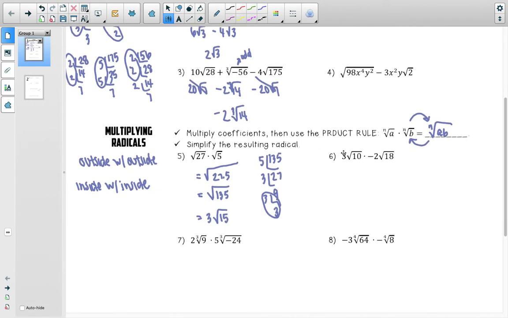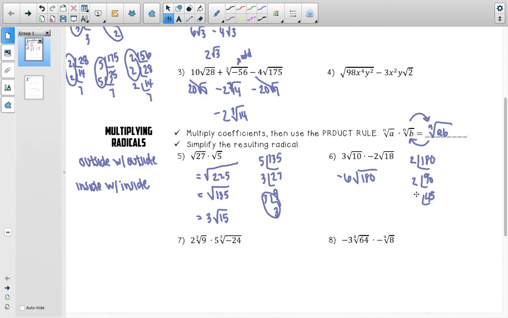So moving on to number 6. Remember how I said inside with inside, outside with outside. So outside with outside, so 3 times negative 2, sorry, is negative 6, and square root of 10 and the square root of 18 is 180. And then from there, we just simplify. So this is just like what we did in the last unit. So you're going to take 180 divided by 2, and that's 90. And divide it by 2, and you get 45.